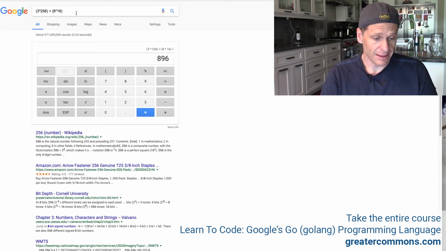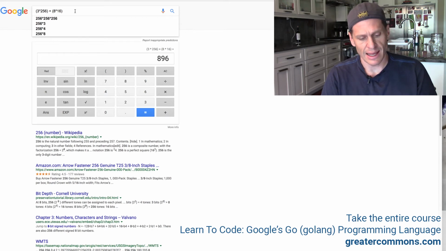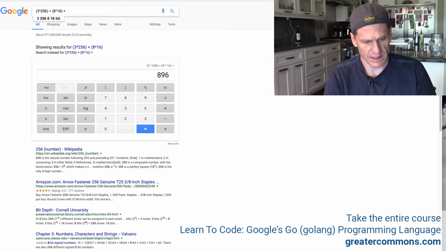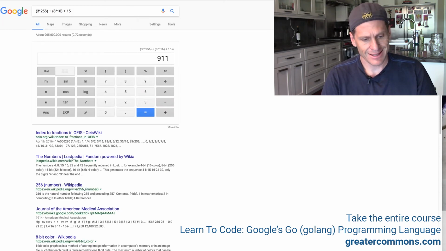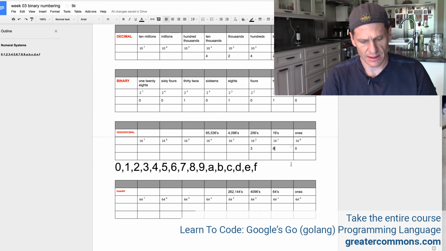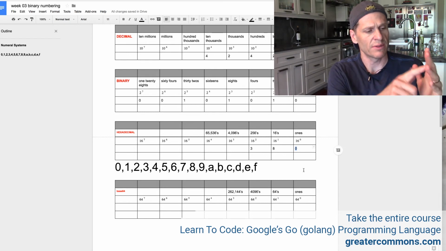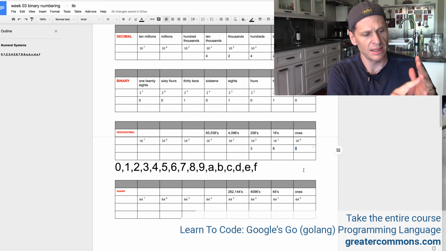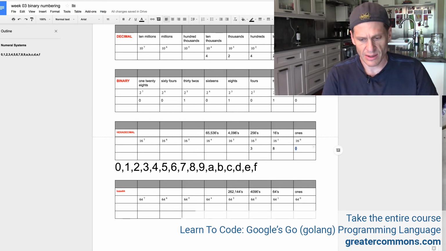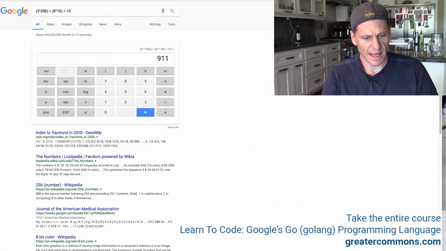Is 896, so I've got 896, and now I need 911, so I need 4, and 15 plus 15 is 911. So I need 15 of these, which is going to take me to A is 10, B, C, D, E: 10, 11, 12, 13, 14, and F is 15. And I need how many of those? 15, F.